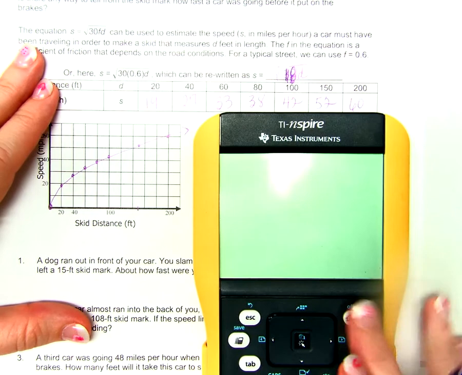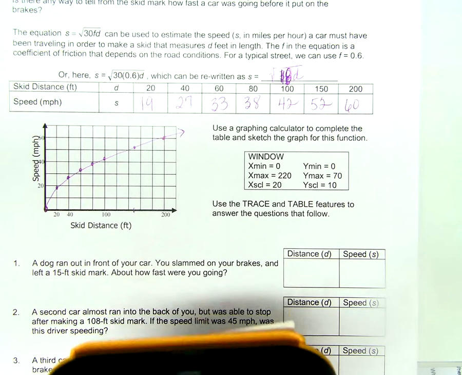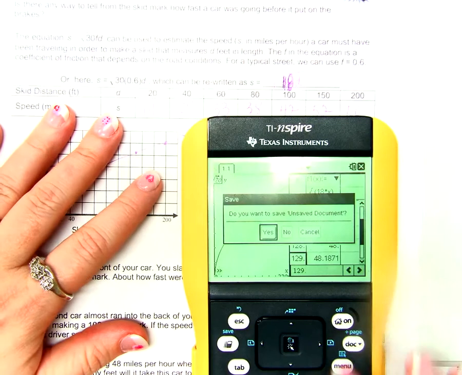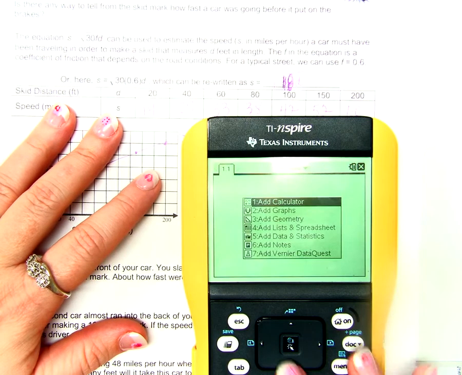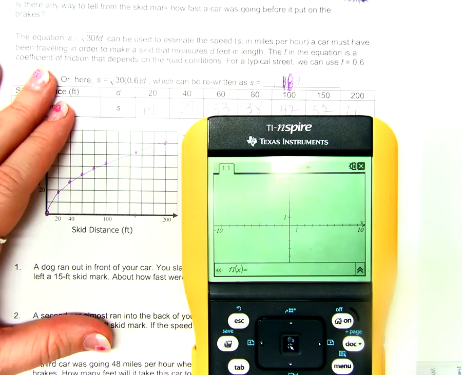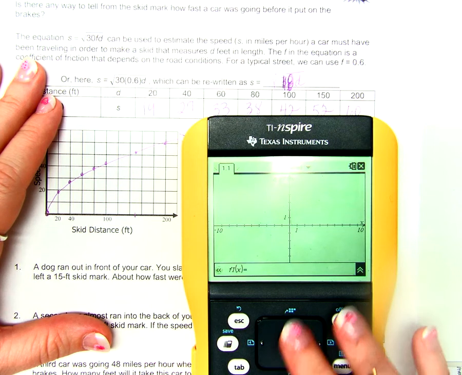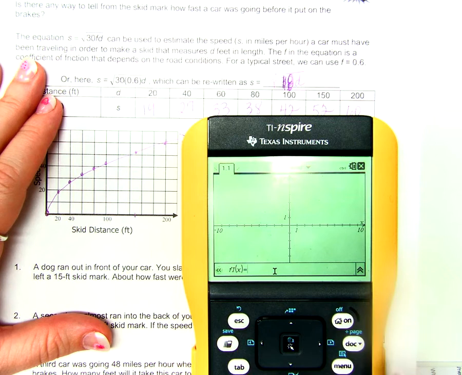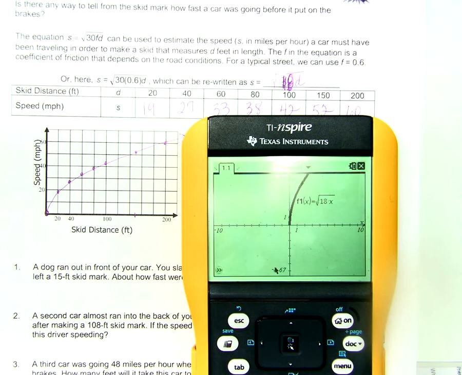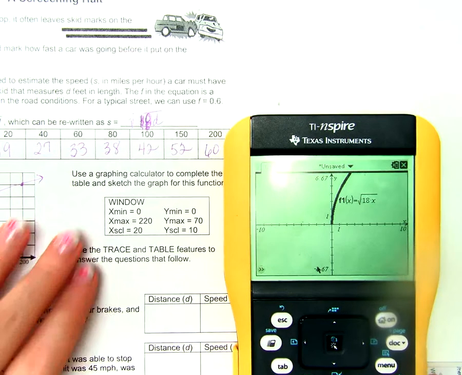Okay, so on my calculator, I'm going to go ahead and start a new document. No, I don't want to save my old one. And I want a graph. Okay, I'm already at tab. Great. So I'm going to put in the square root of 18x. I must have really messed up. It doesn't even look like that at all. Oh, my window's not right? So I could actually read my directions and say, oh look, we have to fix the window.